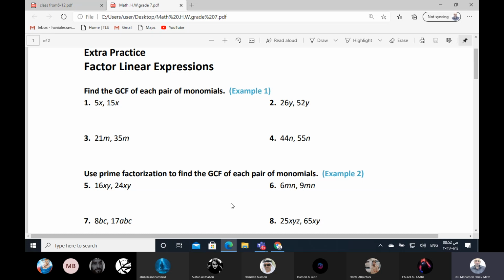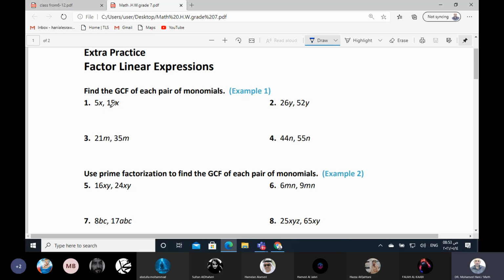Math grade 7. We are in Module 5, Lesson 5: factor linear expressions. Today we have extra practice. This is the homework of yesterday. As you see the question here, find the GCF of each pair of monomials.